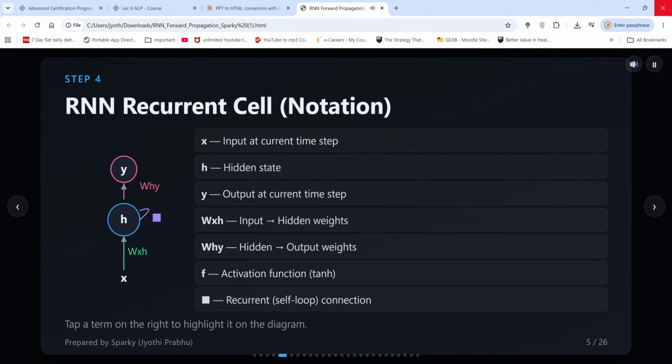Let's look at the RNN recurrent cell, just like in our diagram. X is the input at the current time step. H is the hidden state. Y is the output. WXH are the input to hidden weights, Y are the hidden to output weights, and F is the activation function, tanh. The small square shows the recurrent self-loop connection. Tap on any term to see what it means.